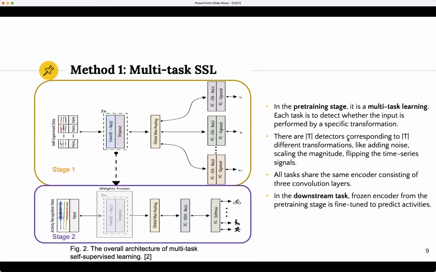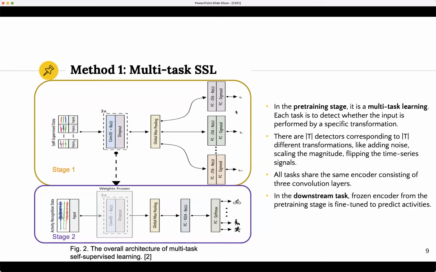Let's see some existing works applying SSL in HAR. The first one I want to introduce is multitask SSL. Figure 2 is the overall architecture of this model. We can see that it follows a two-stage pattern. Stage 1 is the pre-training stage. In this stage, it is multitask learning. It means there are many classifiers, many heads. Each head is to detect whether the input has been transformed by a specific transformation.